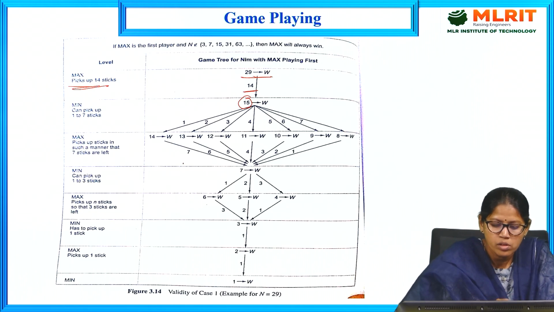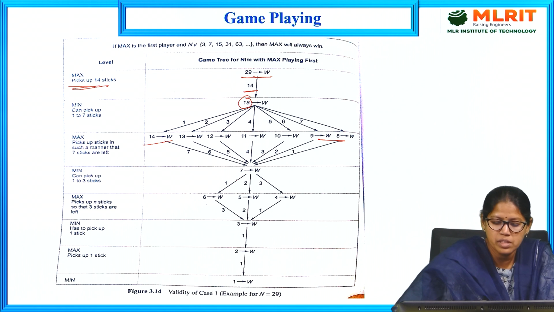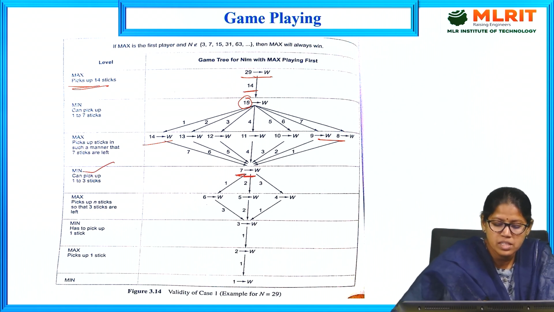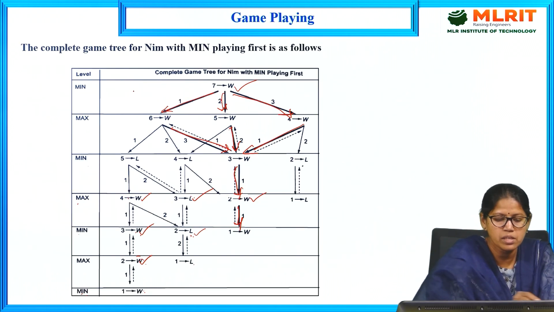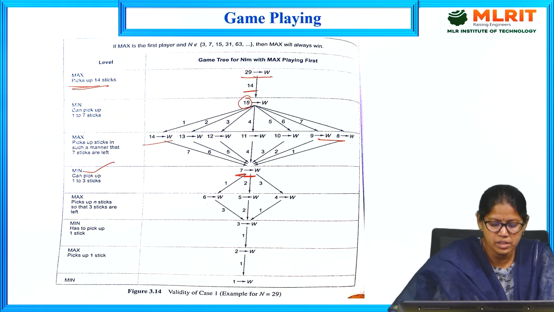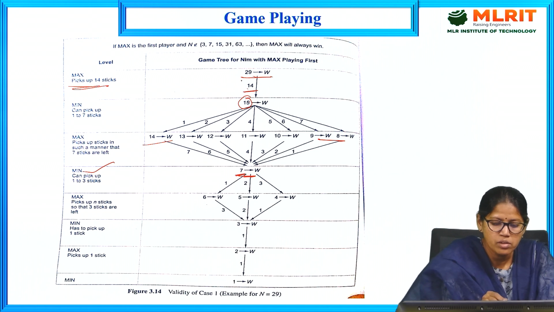So if 15 is left, then automatically, as we have seen before in the game tree, 7 will be the min's place, first with 7 matchsticks. We have seen already the game tree, so automatically the max will win the game. Look here, whatever winning positions are there, we have taken only those values. Here we have not run the complete game tree.